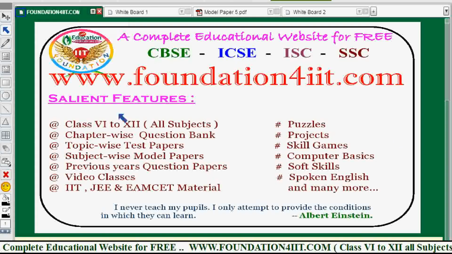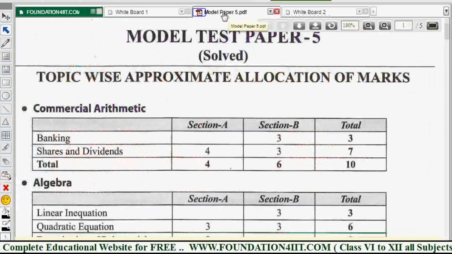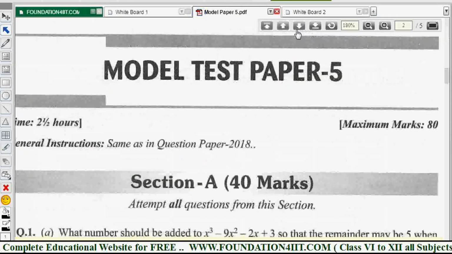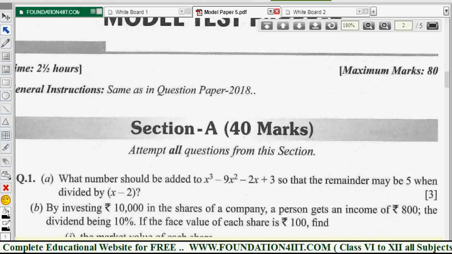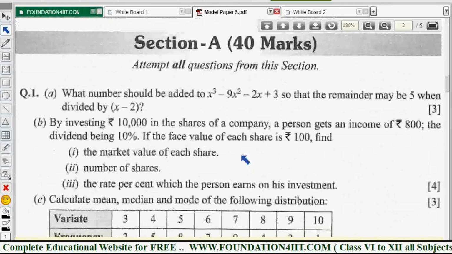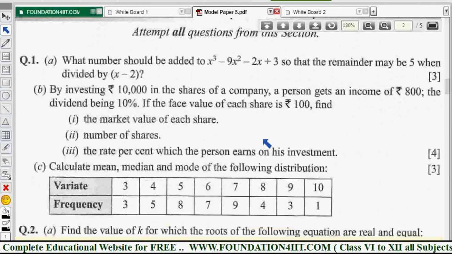So all the model papers and previous papers are available in this website. You can see the link in description below also. And not only this, there are around 30 model papers available from the same ICSE board for class 10. You can go through it. Let us start the question wise now. So let's see the first question. We'll see one by one.